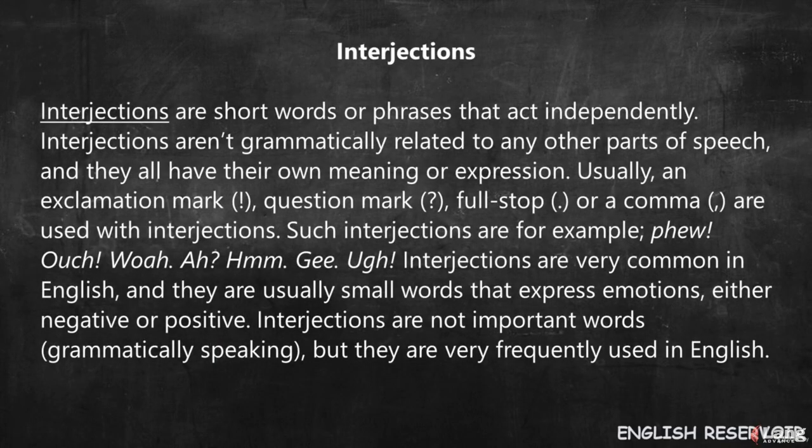Interjections. Interjections are short words or phrases that act independently. Interjections aren't grammatically related to any other parts of speech, and they all have their own meaning or expression. Usually, an exclamation mark, question mark, full stop, or a comma are used with interjections. Such interjections are, for example, phew, ouch, whoa, gee.